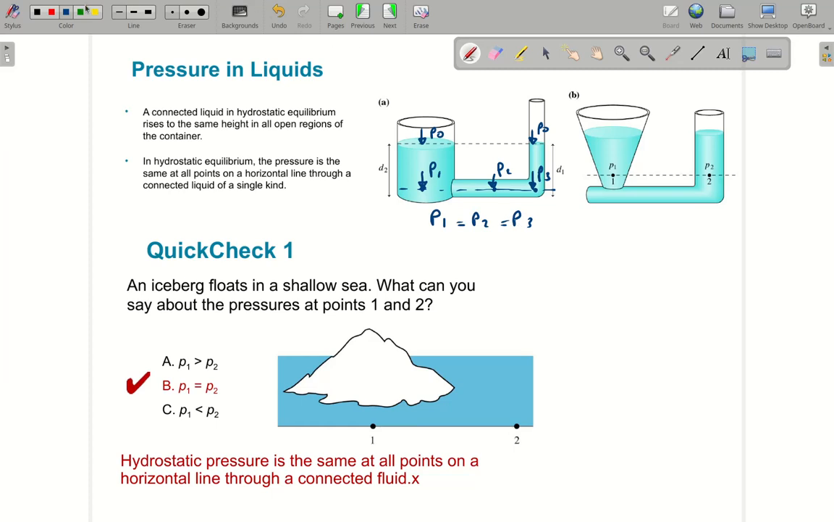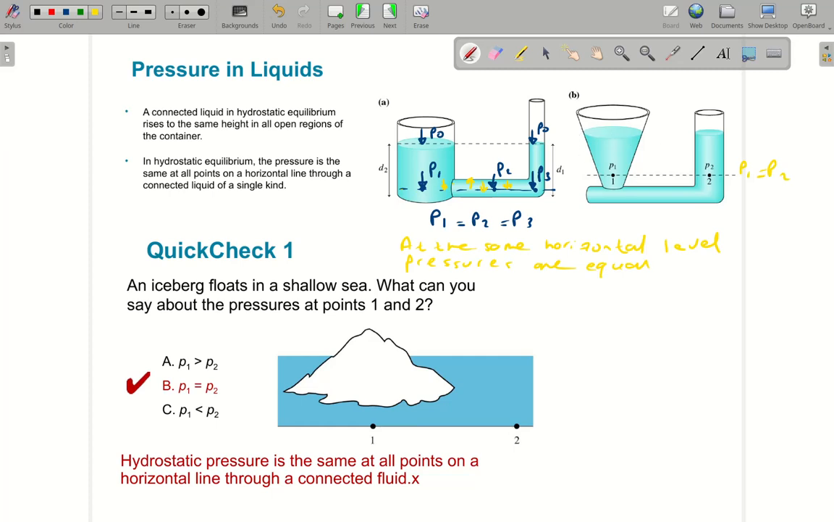It's because the pressure of a fluid is carried in all directions. If I have a pressure here, it's carried in there, in there, in there. So at the same horizontal level, it will always be equal. This is a very important principle. Pressures are equal. The same here. P1 is equal to P2, same horizontal level.